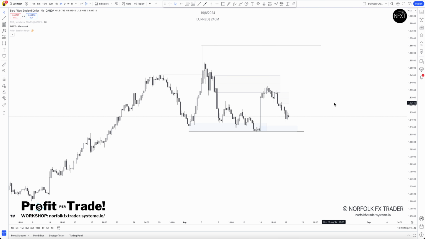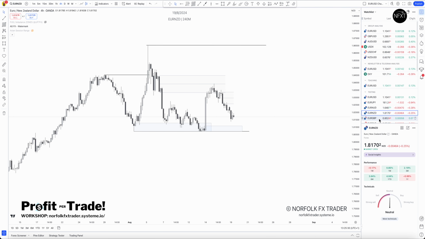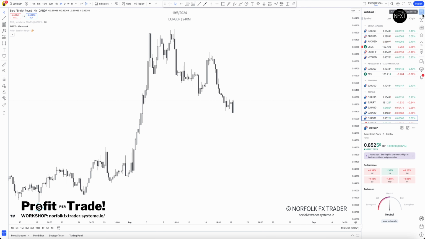Mainly we see the Euro New Zealand and the EURAUD tend to move in the same direction. So if one is lagging behind, we could see a strong push down to reverse this move. So that is the Euro New Zealand on that 4-hour time frame. Let's now look at the next pair, which is the Euro British Pound.